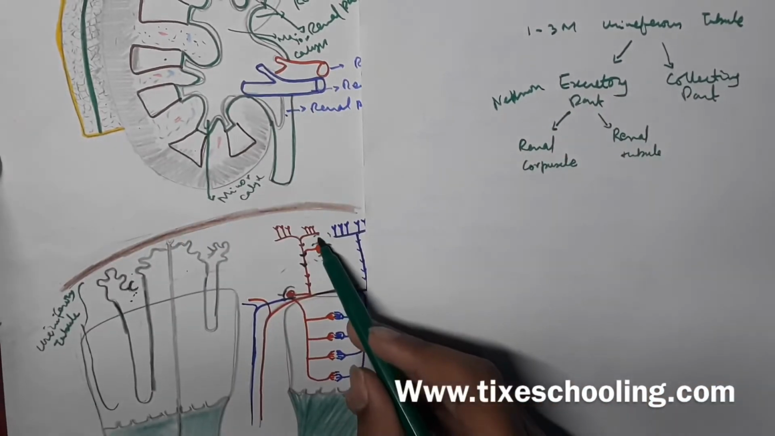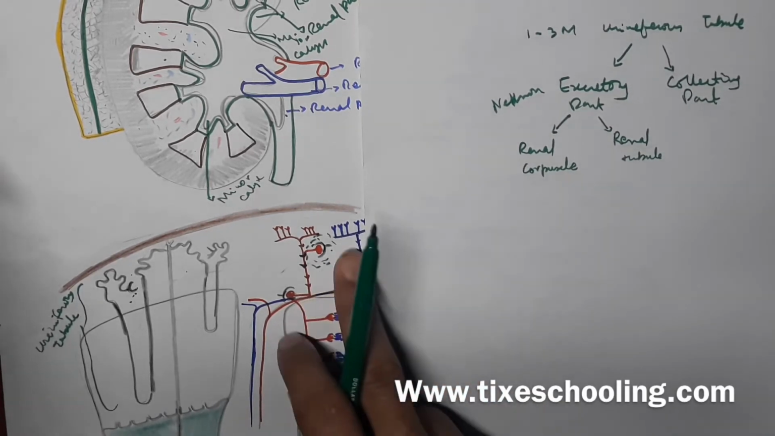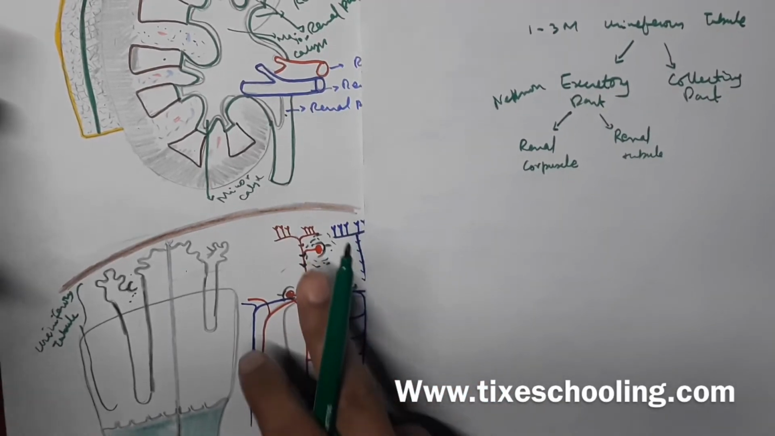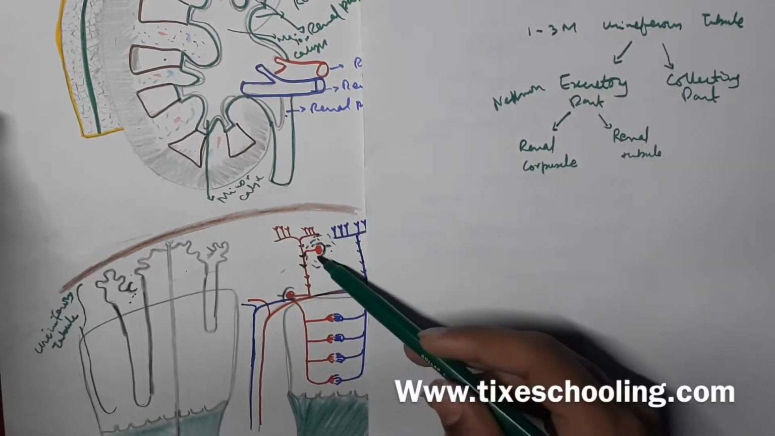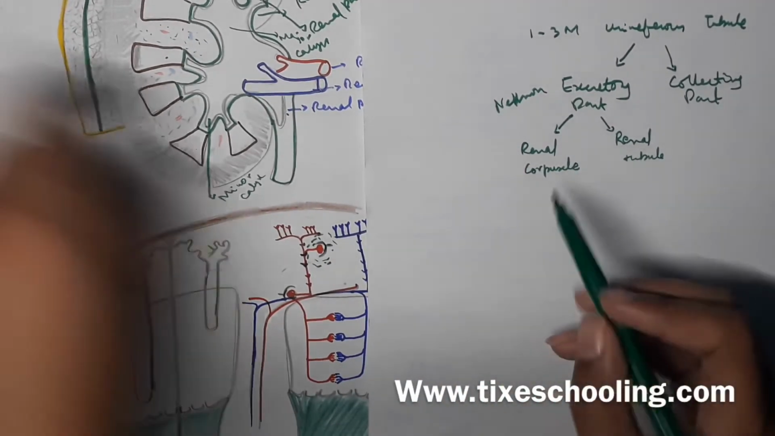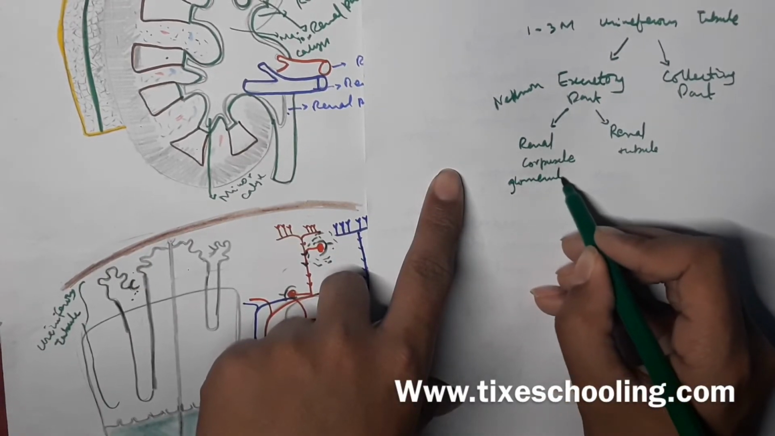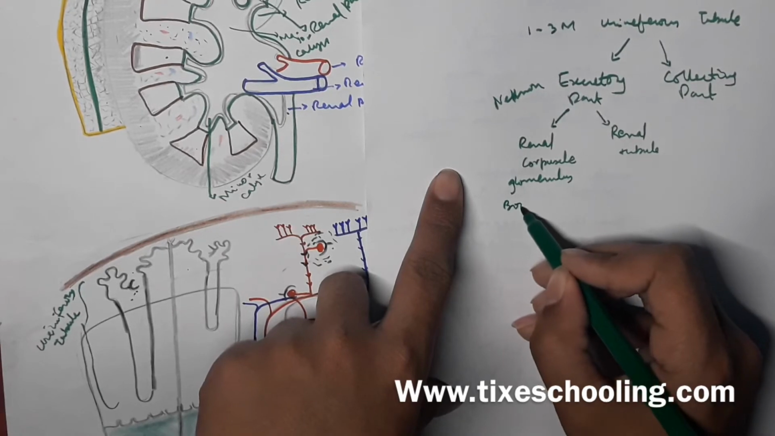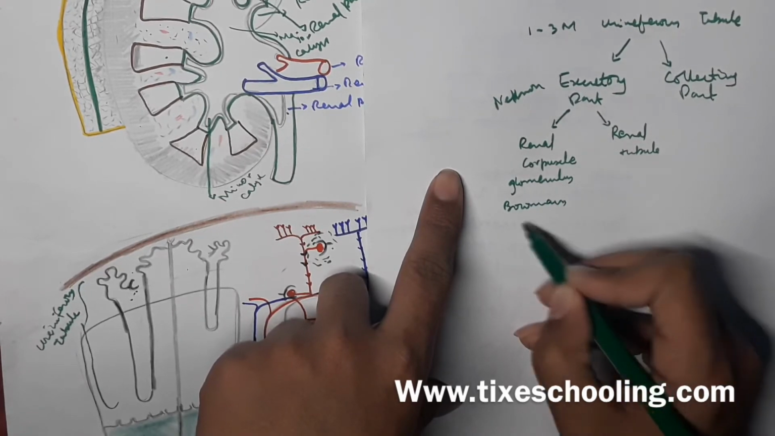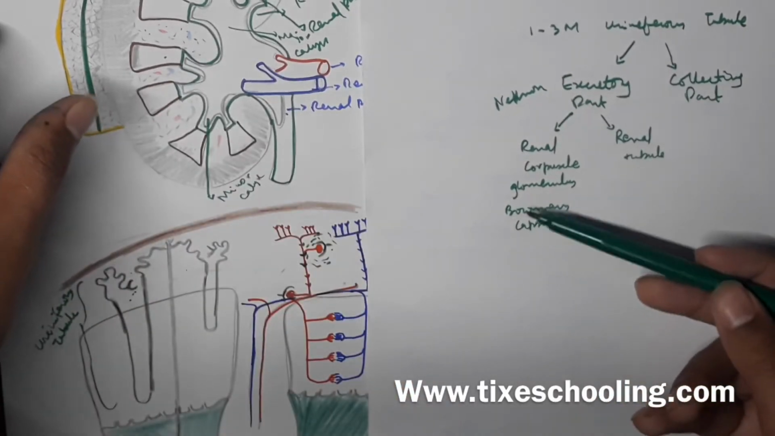This portion is the filtrate part. It filters the blood and forms the urine from the blood. This filtrate part is composed of the glomerulus and Bowman's capsule. It's a high pressure part.